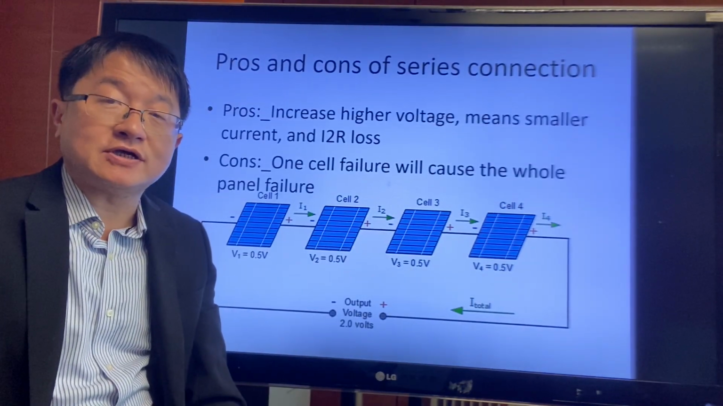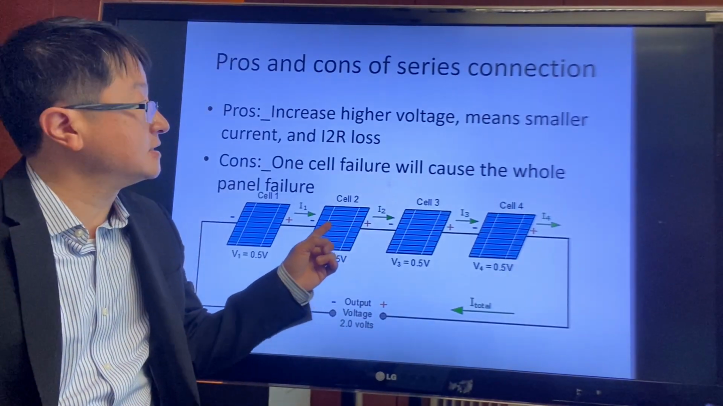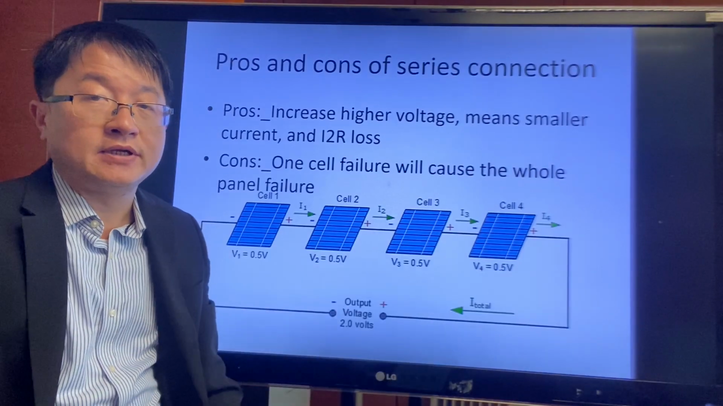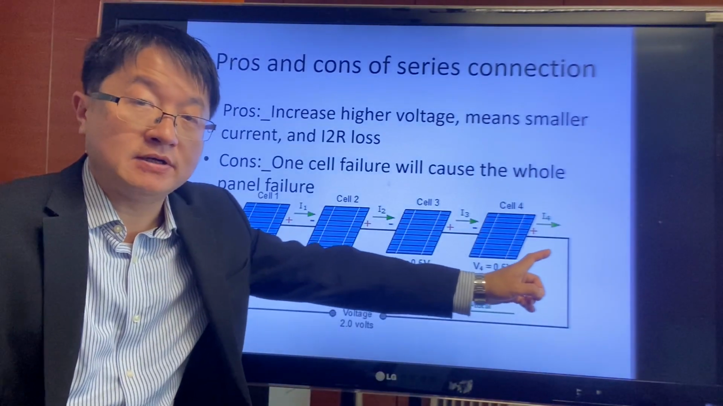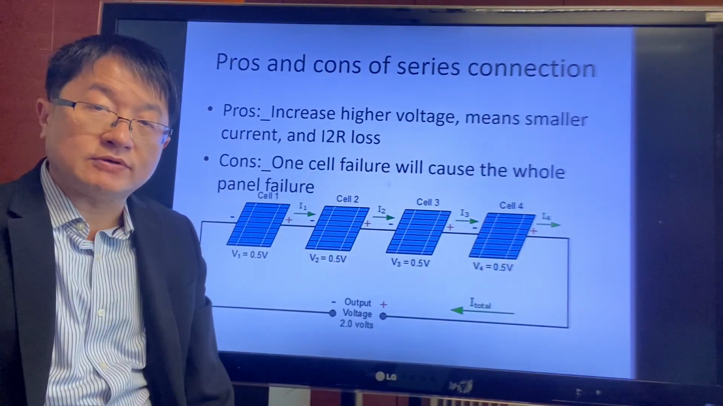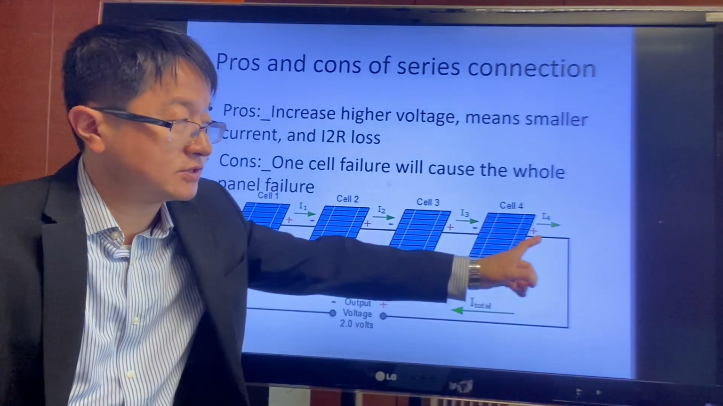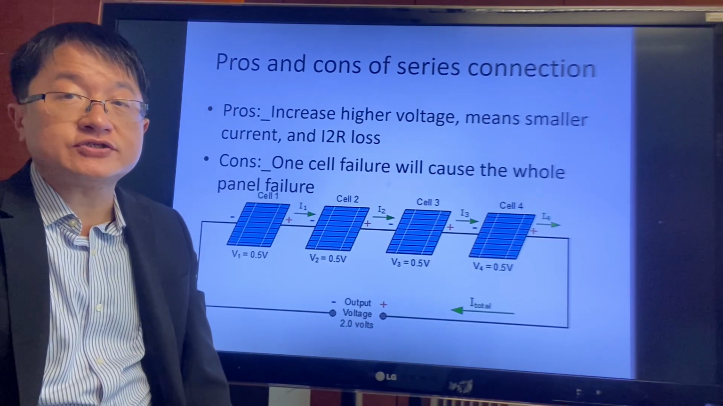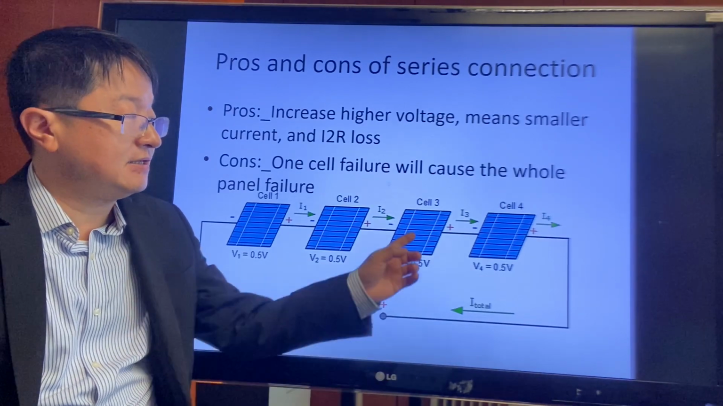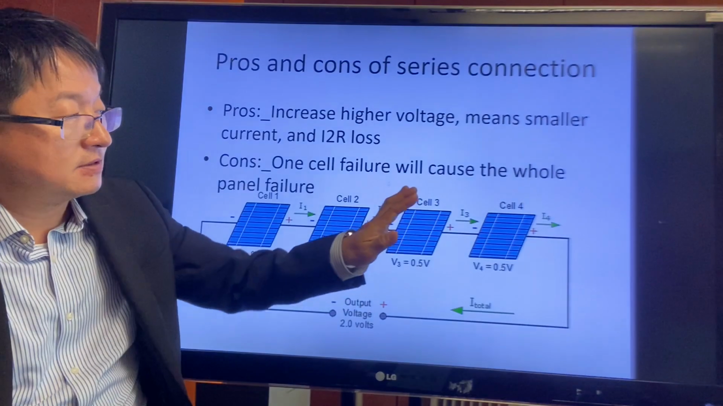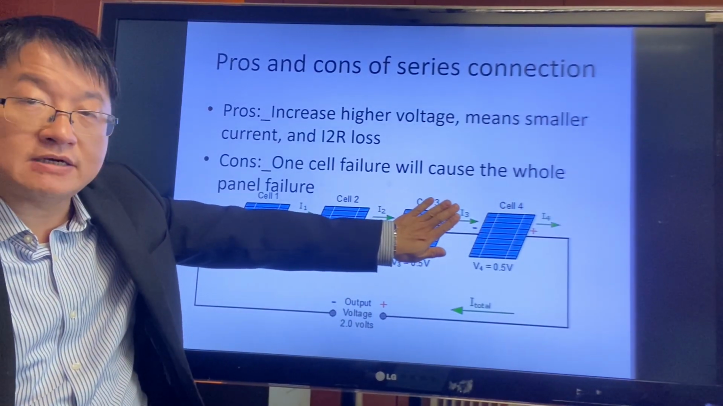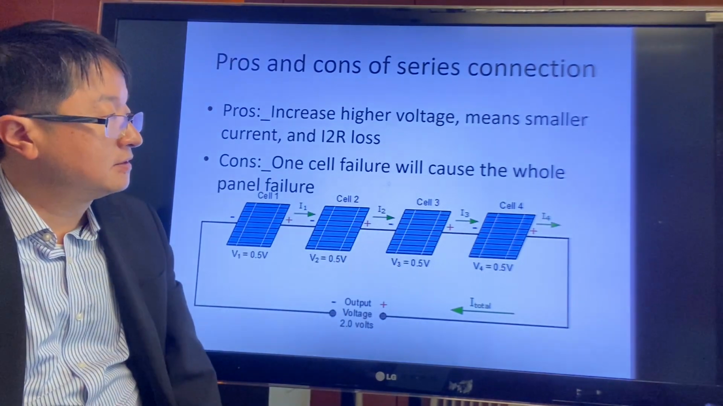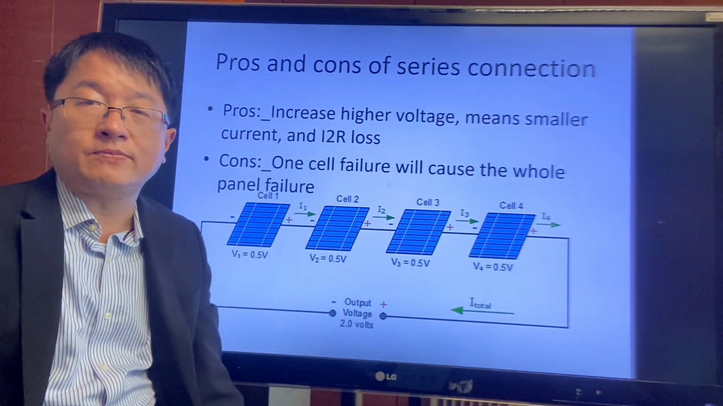The advantage of this installation is that it can increase the voltage in the whole panel. In other words, for the same power, the current can be reduced. In other words, the I²R loss, which is the loss through the cable, will be reduced. However, the disadvantage is that if there is any problem with a single cell, let's say this single cell is dirty or the connection is broken, then the whole panel will be out of service.